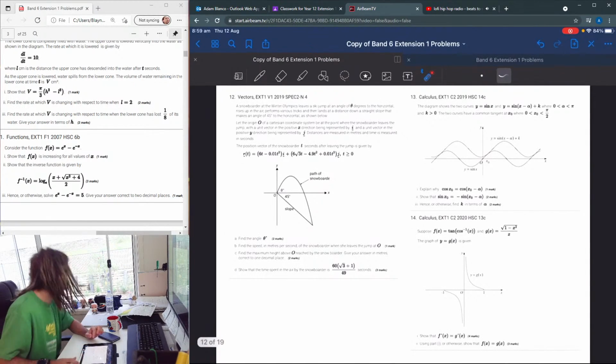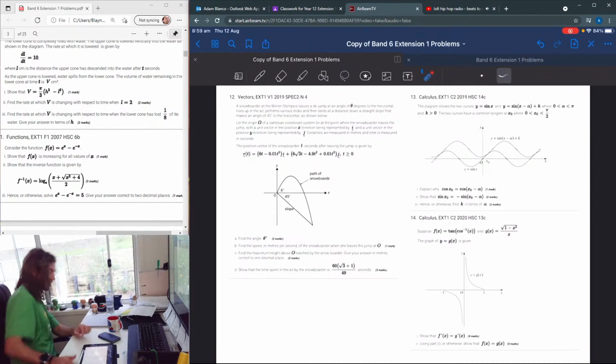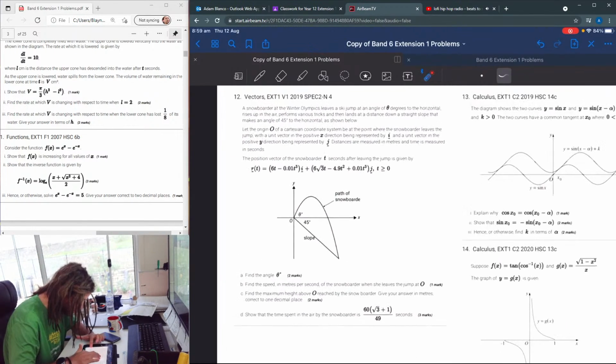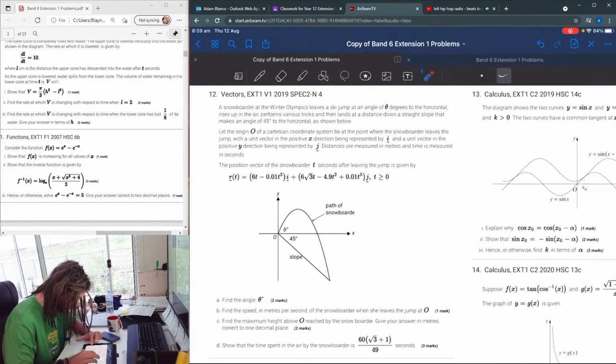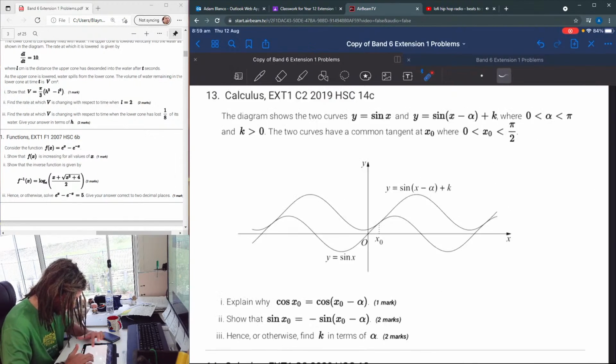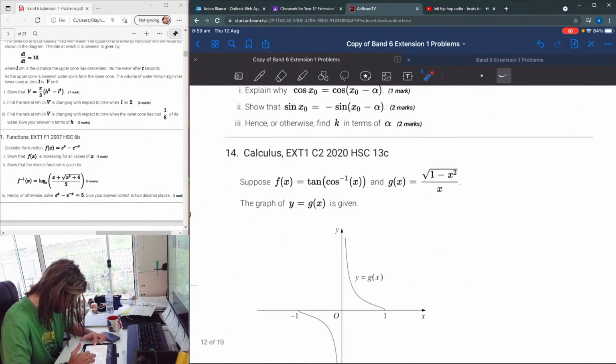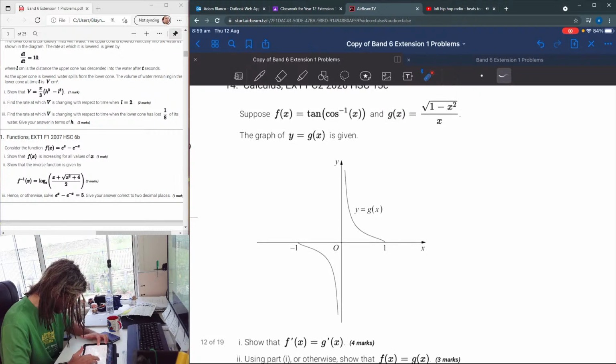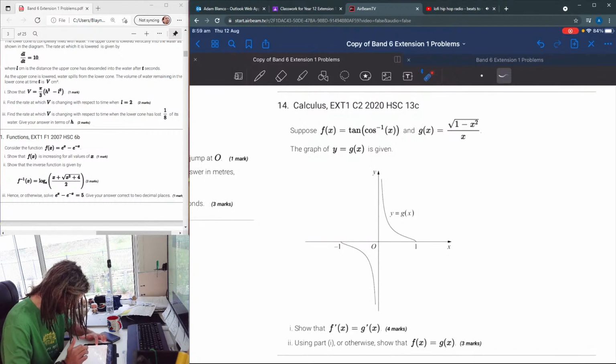Can I have a look at these? Have a look at these 3. Oh, I really like projectile motion. I don't like this. This looks disgusting. Oh, great, another inverse question. That looks kind of gross as well.